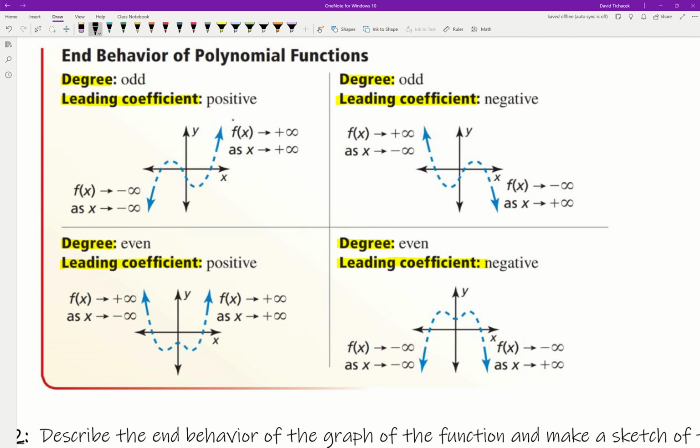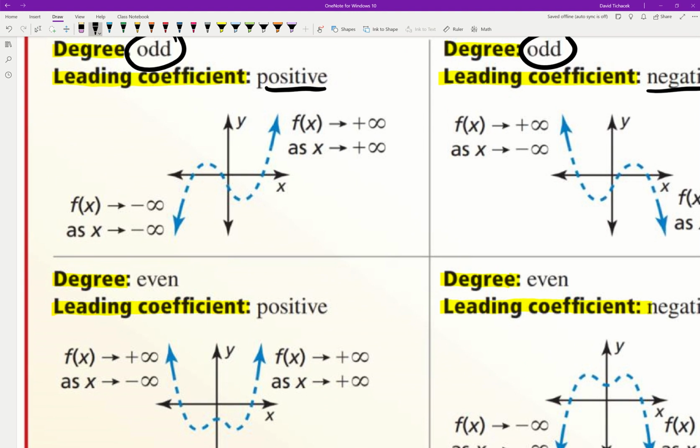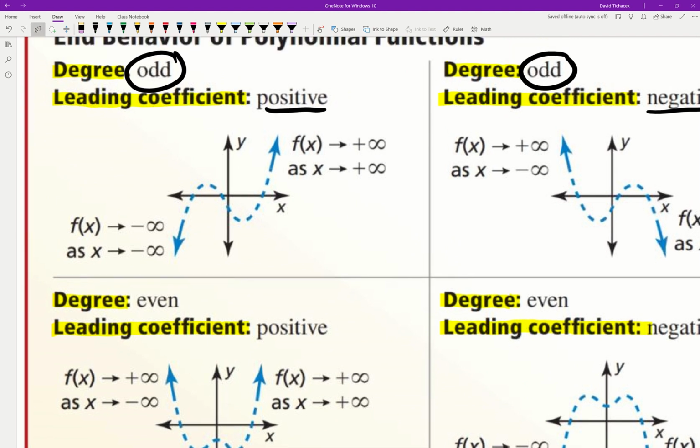In the case where you have a degree that is odd, this is where you're going to have two ends that point in different directions, right? So maybe one end points down while the other points up, okay? And the whole difference between the leading coefficient being positive or negative, the way that you can remember this is if the leading coefficient is positive and the degree is odd, then the ends are going to point in different directions, but overall, you kind of look at this as a roller coaster.